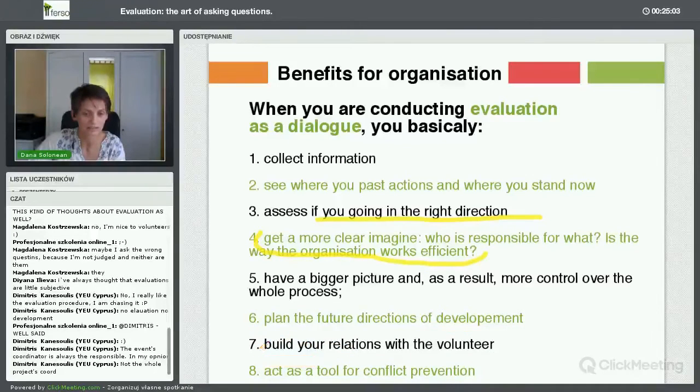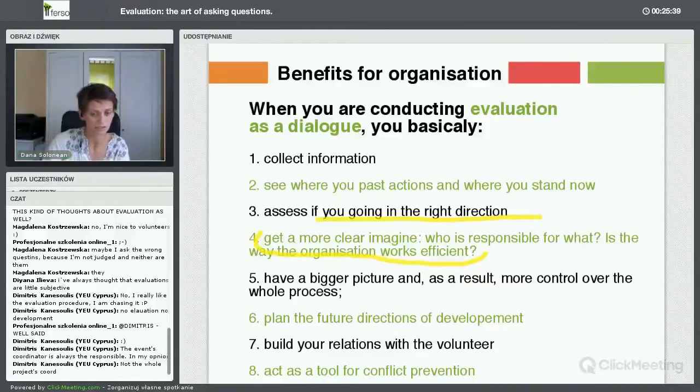And then it is a way to build your relation with the volunteer. Because, of course, when you're having a dialogue meeting, as I was insisting on, it is the way to connect with your volunteer. It's the way to talk to him. It's the way to listen to him. It's very important to listen to him, and in that way to solve, as you can see, number 8 acts as a tool for conflict prevention. So to solve potential issues or potential questions that they might have. So it's a way to build your relation.